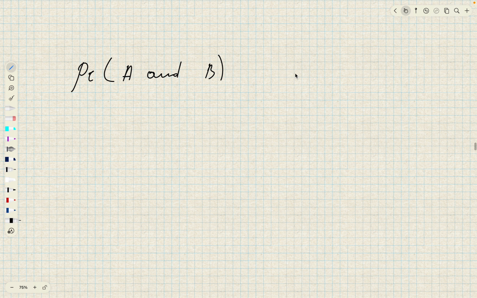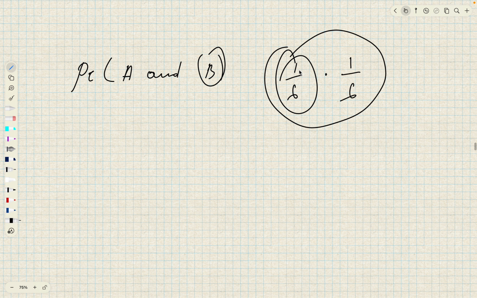So what is the probability of A occurring in the first try? It's nothing but 1/6, because the number of positive outcomes is 1, which is 2, and the number of all possible outcomes is just 6. And what is the probability that in the second try, we will have 2 again? It's the same. And why are we multiplying it? Because these are independent events.